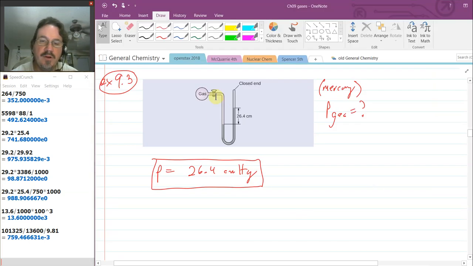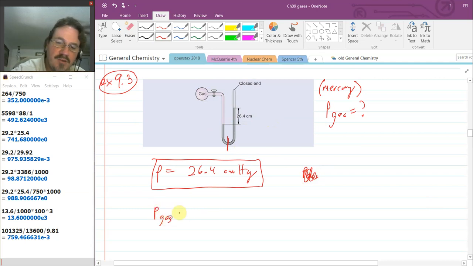So I copied that figure here. They have a gas in a closed-end manometer, and you can see here it's pushing that up 26.4 centimeters. So the only thing on the left side here that's pushing down is the pressure of the gas. On the right side, 26.4 centimeters of mercury. Right? That's a unit of pressure that's pushing down, and it's closed-ended, so there's no atmosphere or anything. So this is pretty simple. Like I already boxed it here, the pressure of the gas is 26.4 centimeters.